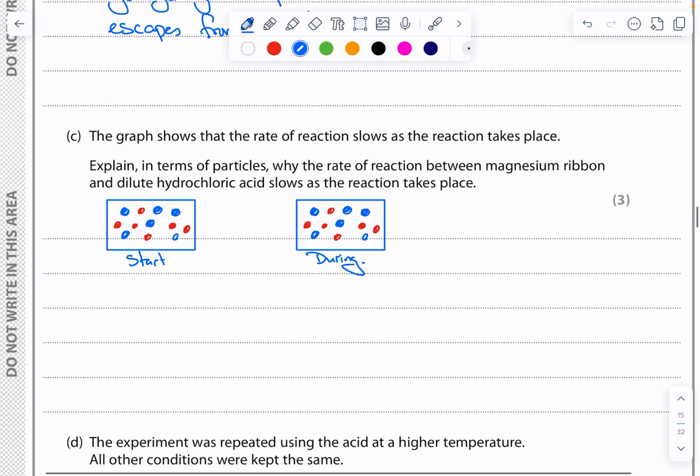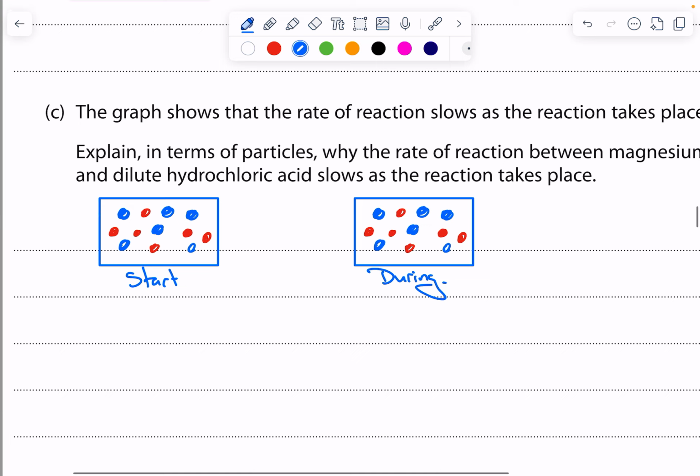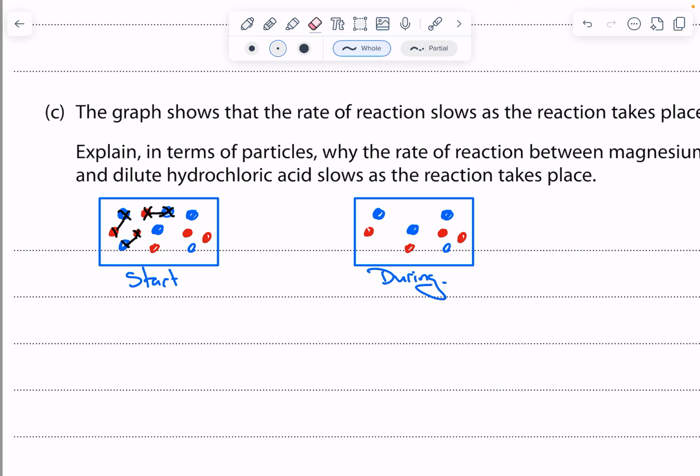Okay, the graph shows the reaction is slowing down. Explain using particles why it starts to slow down. Here I've done a little diagram to show you the start. At the start, we've got lots of particles present. The red and the blue have to find each other in order to react, and once they've reacted, they are no longer present in the mixture. So over here, there are going to be fewer particles left, and therefore fewer chances of the reactants colliding and reacting.